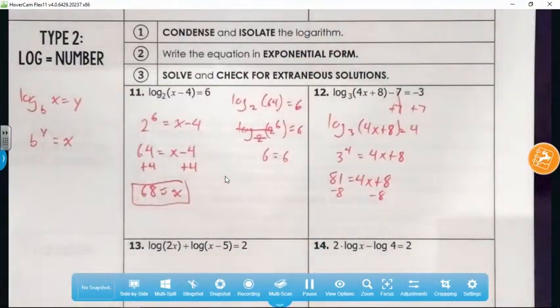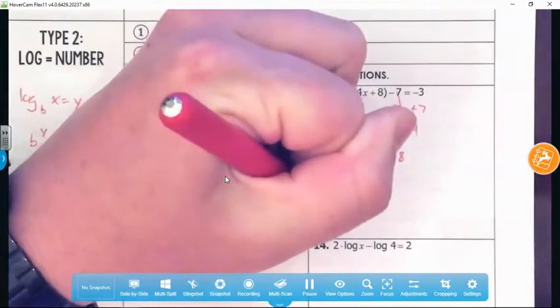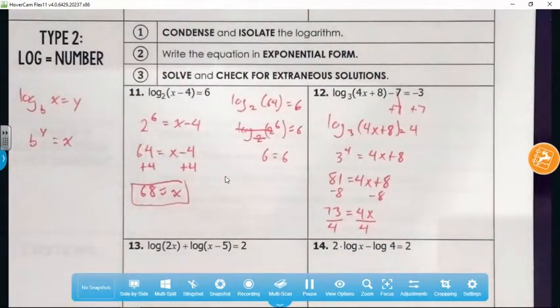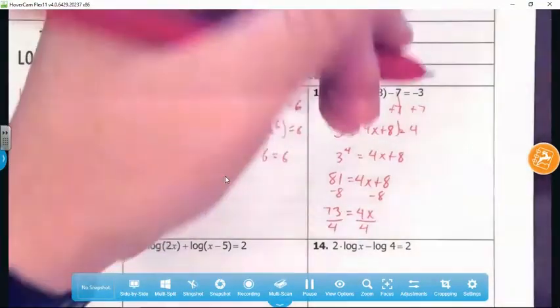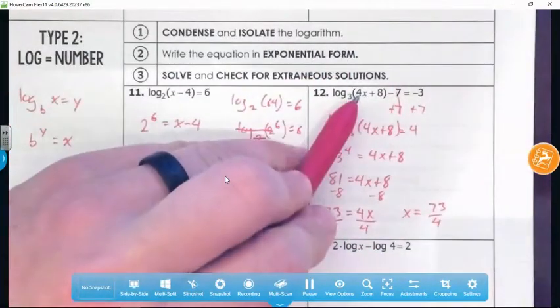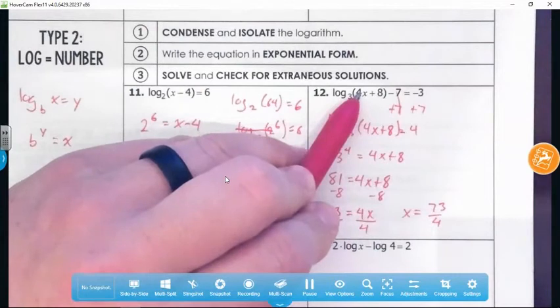Minus 8. And that's going to be 81 minus 8, which is 73, is equal to 4x, divided by 4. And 73 is prime, so that's my final answer right here. x is equal to 73 over 4. When I plug it in right here, this gets me 73 over 4 times 4 is 73.